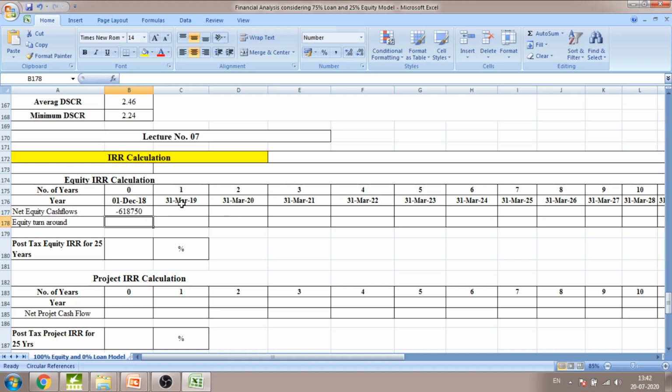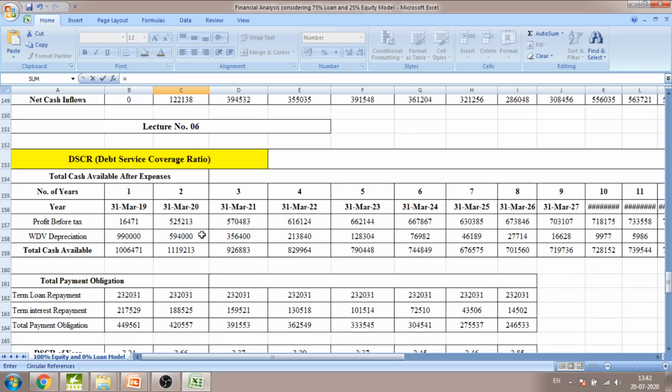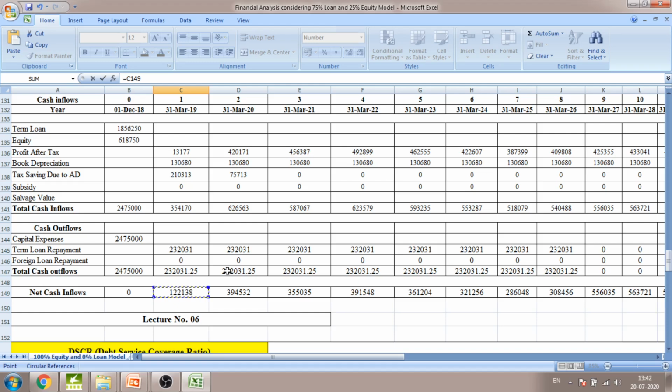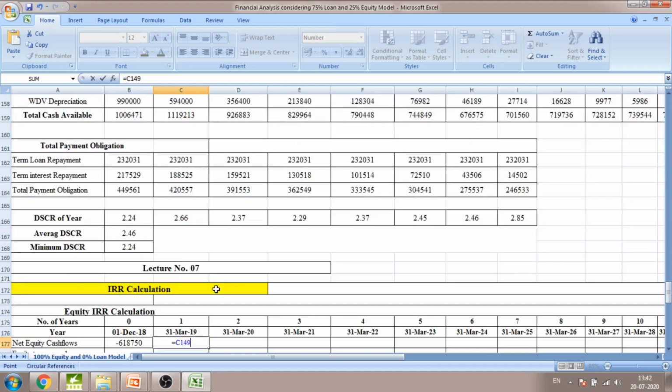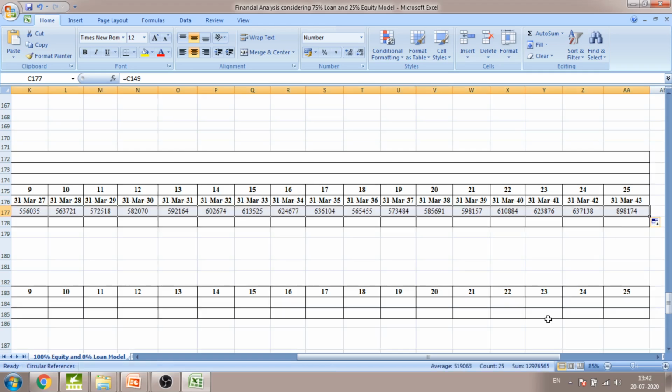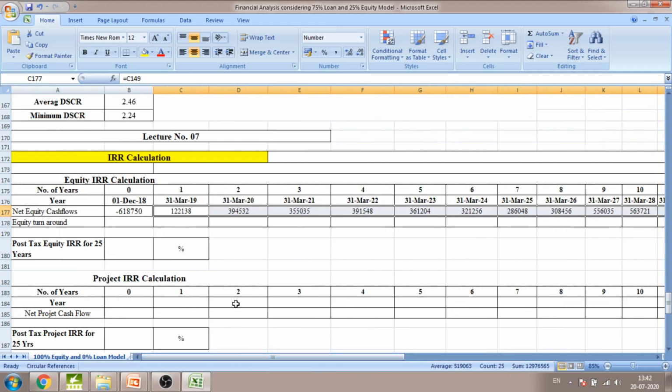Again, the net equity cash flow for the first year is nothing but the net cash flow that we have calculated, which is 1,22,138 rupees in the first year of commissioning. Likewise, we copy the net equity cash flow over the 25 years that we have calculated in lecture number 5. The next parameter is the equity turnaround.